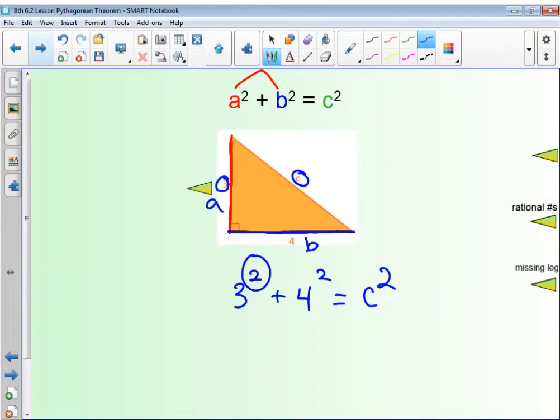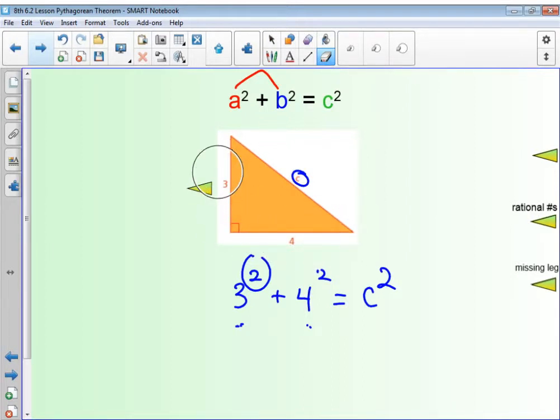Now, one thing you need to understand is that if you flip-flopped the A and the B, that's okay. You just can't flip-flop an A with a C. You have to use your legs in this part of the equation, but you can have these reversed if you would like. If somebody else said, well, I used the 4 as my A side and the 3 as my B side, that's okay. You can reverse those, but you cannot interchange them with the hypotenuse. The hypotenuse is always going to sit on the right side of the equal sign. That has to be our C side.